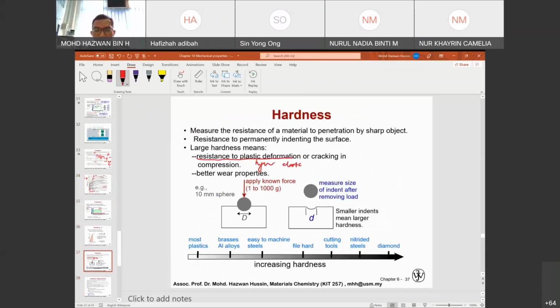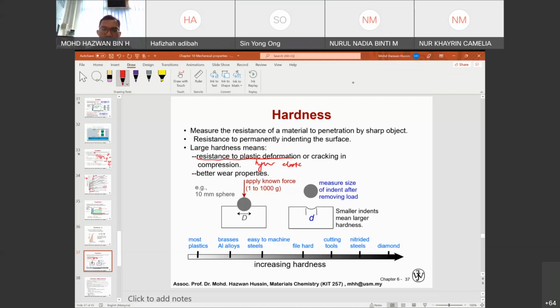And you can see from here the examples. Plastic have very least hardness. Aluminium alloys, brushes will have least. Okay, and going up, steel, cutting tools, nitride steels, diamond, all these are actually going to have a very high value of hardness. So this is actually one of the indenter.